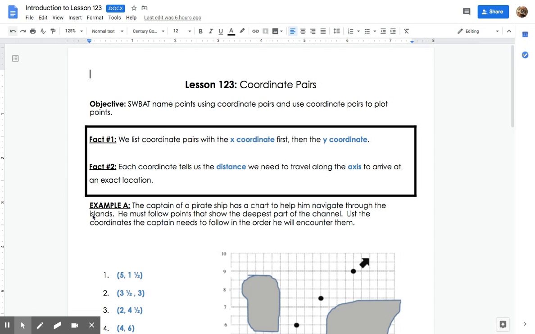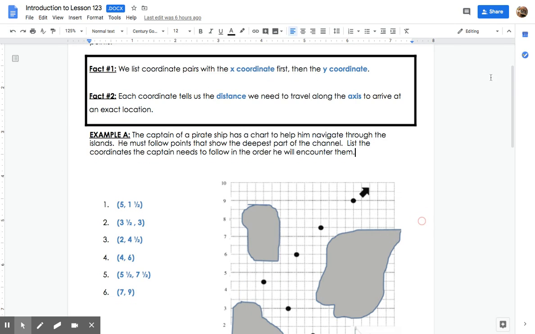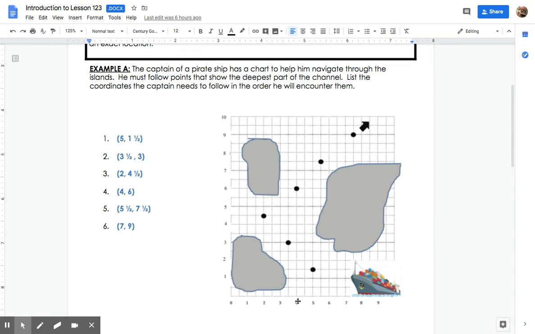So fact number 1 is a review from yesterday. We can list coordinate pairs with the x coordinate first and then the y coordinate. To be clear, the x coordinate is the amount that goes over, so this one, and the y coordinate is the amount that you go up and down. So x is over, y is up and down. So I say over and up because that's where you need to go first.